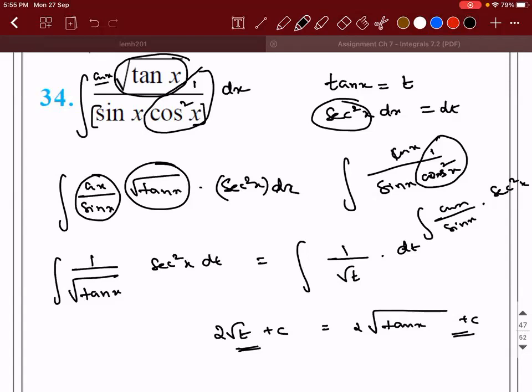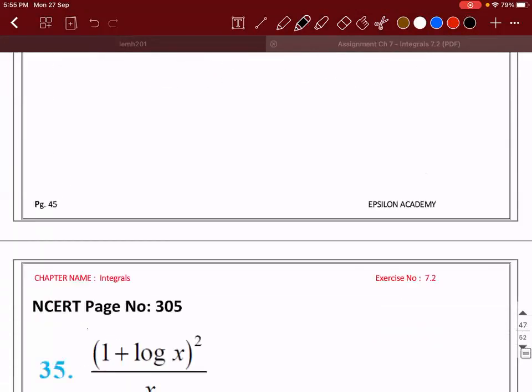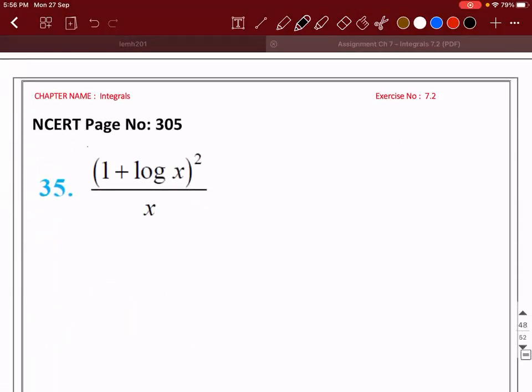And the third step we took it as 1 by sin x by cos x, right, sir? And got tan x and then we cancelled it with root tan x. Yes. Done, sir. And then next one, you guys do it.